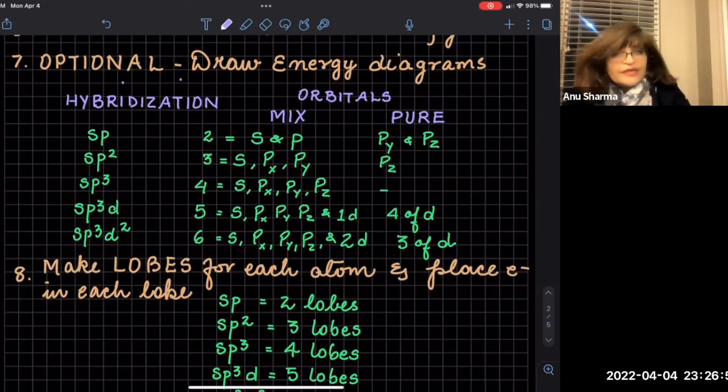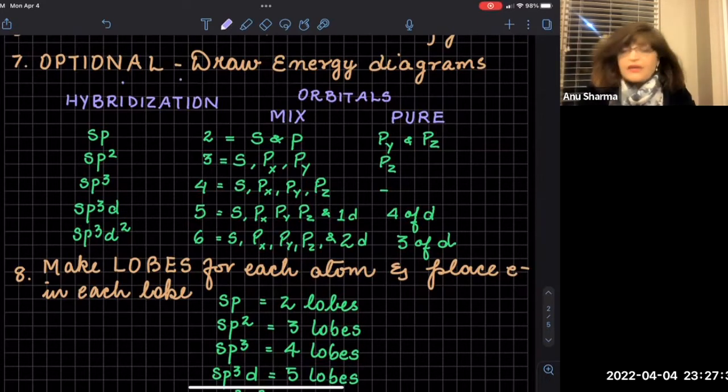Next is sp3. In sp3, 4 orbitals are mixing. In other words, s, px, py, pz are mixing, and there's no pure p. Sp3d. Now remember, d is made up of 5 orbitals. Out of this, only one d is mixing with one s and 3 p's, and the remaining 4 d's are pure. Then comes sp3d2. Sp3d2 is a total of 3, 4, 5, 6 orbitals. 6 orbitals are mixing, 1 s, 3 p's, and then 2 d's, and the remaining 3 d's remain pure.